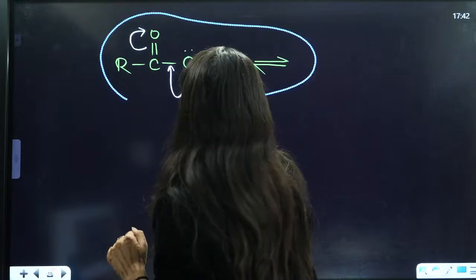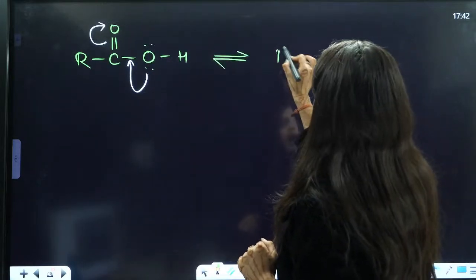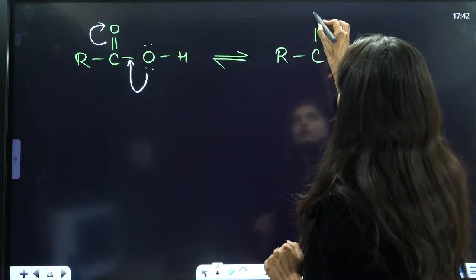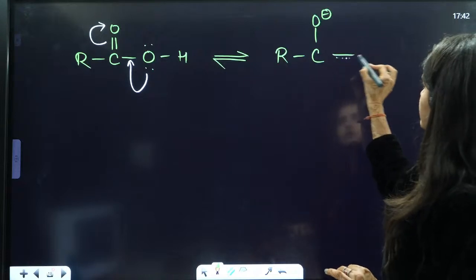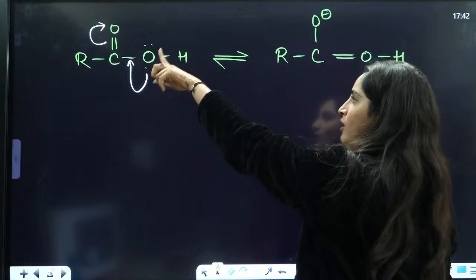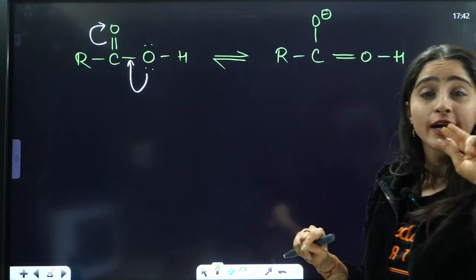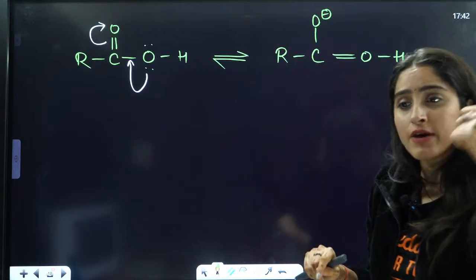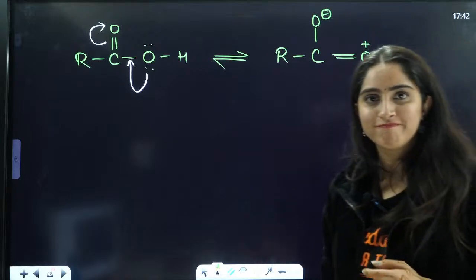That is why what you will have here, this is R, this is C, this becomes O negative because pi electrons have shifted there. This is double bond, this is O, and this is H. Now, because this oxygen has distributed its lone pair, it is forming 3 bonds here. Whenever oxygen is forming 3 bonds, we apply 1 positive there, right?